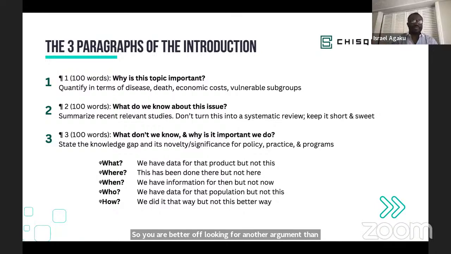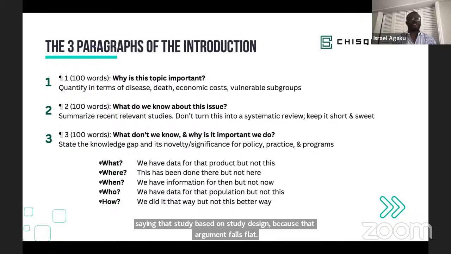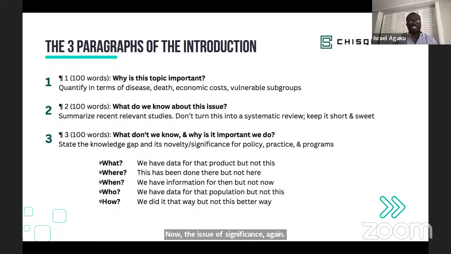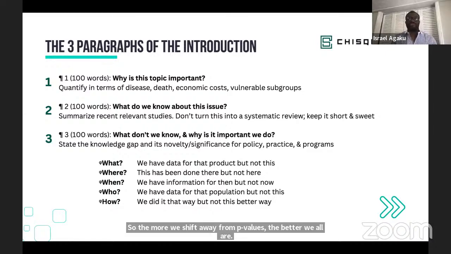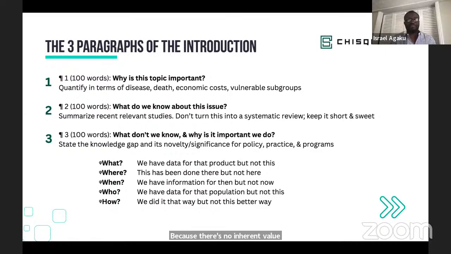Then the issue of statistical significance. The problem comes when we are chasing p-values or almost significant. It's almost as if we're trying to catch that p-value, and we're trying so hard to catch it by any means necessary. The goal of research should not be to pursue p-values, but to search for meanings that have clinical relevance or relevance in whatever domain we work in, right? So the more we shift away from p-values, the better we all are, because there's no inherent value to being rather obsessive about p-values.